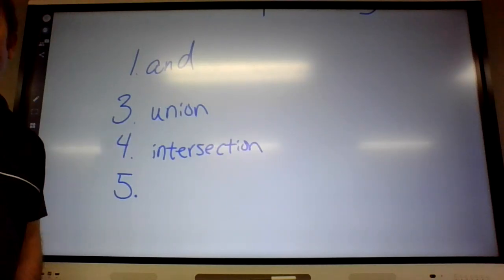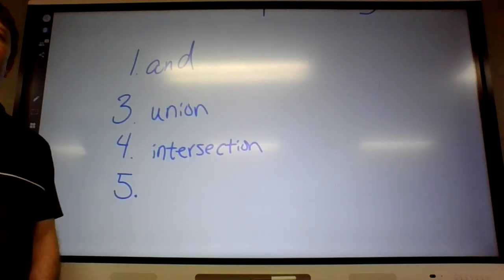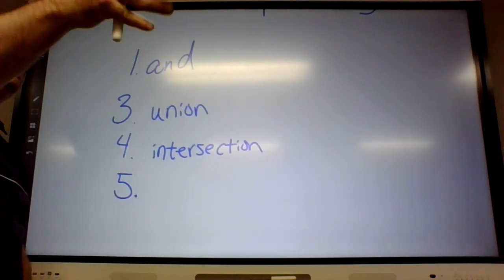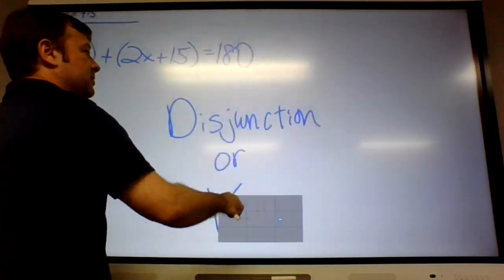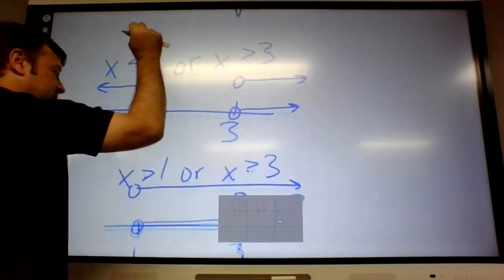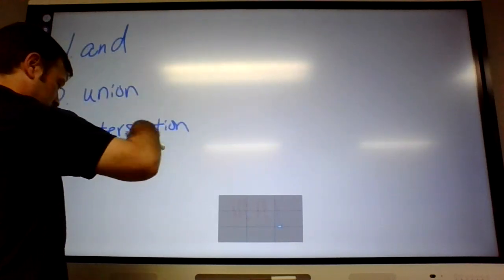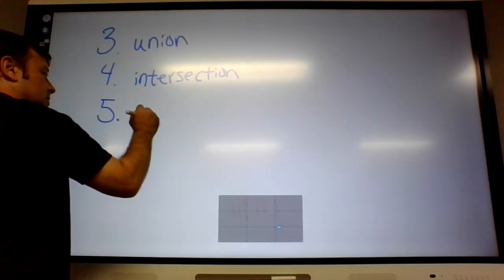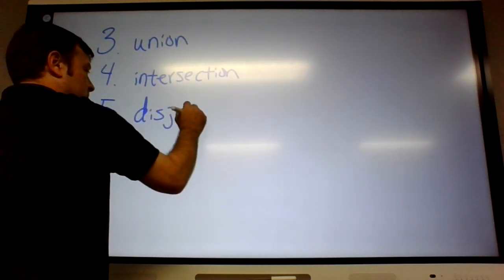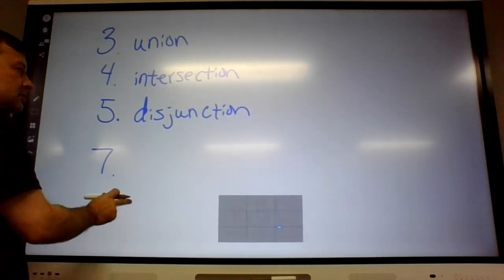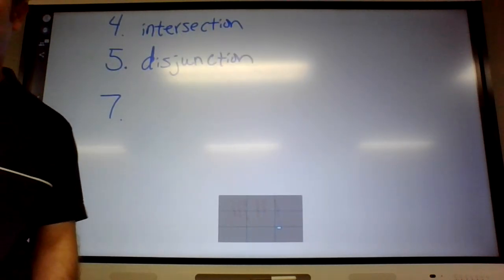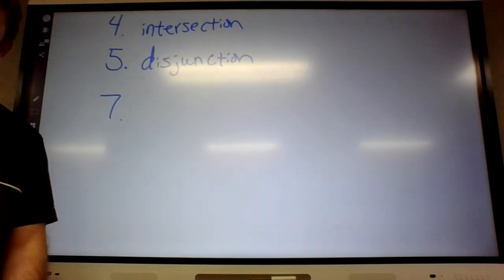Okay, number 5. The blank symbol, kind of looks like a V, indicates a what? Yeah, this symbol, well, it's an or, but what does the or go with? No, disjunction. I scrolled all the way up there for that. Disjunction. So 6 is the other symbol, so it's the other one.